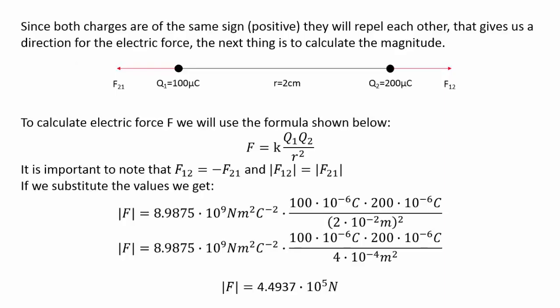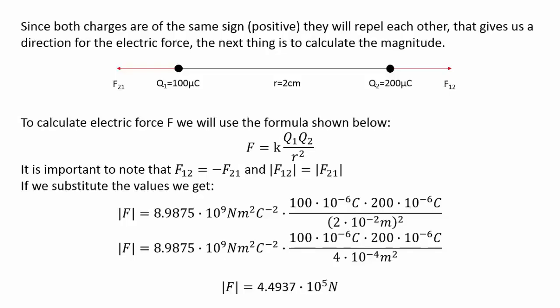Since both charges are of the same sign, they're both positive, they will repel each other. That gives us a direction for the electric force. The next thing is to calculate the magnitude. To calculate the electric force F, we will use the formula shown below.